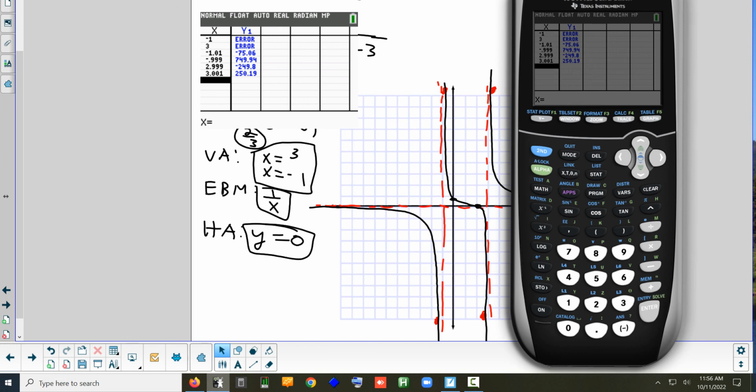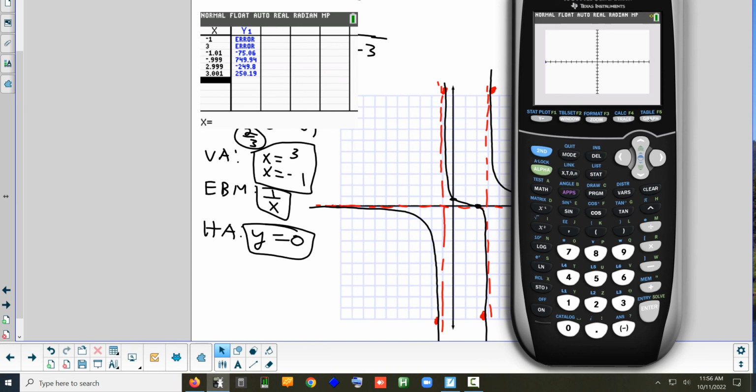Okay, I'm not sure. Let's see how the calculator does. I think it'll do a little better with this one than the last one. It was able to draw it the way that it should look.